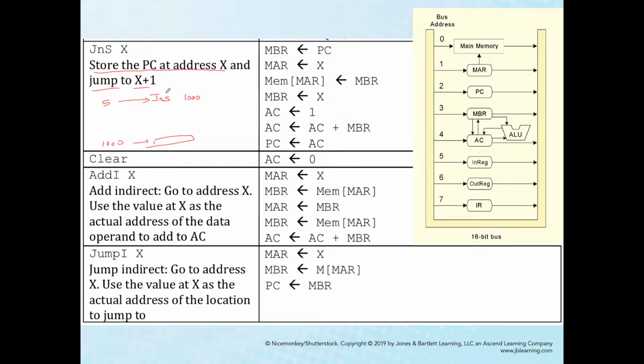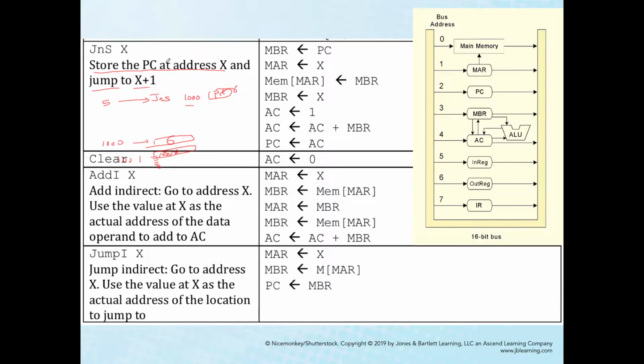And then at address 1000, what will happen is as follows. Store the PC. So if the current instruction being executed, the JNS, is at address 5, then PC is storing the next instruction, which is 6. So 6 is stored in PC at this moment. So store PC, which is 6, at address X, 1000, and then jump to X plus 1. So here is the next instruction, 1001.